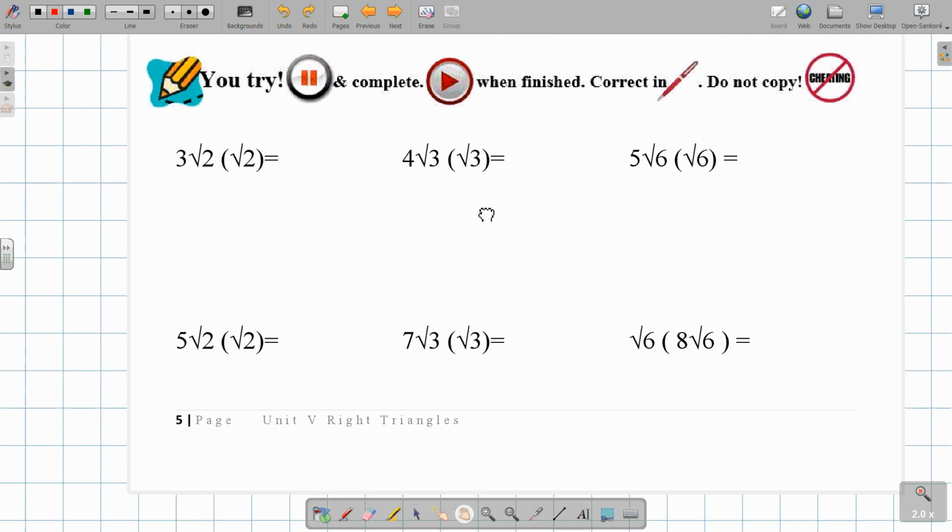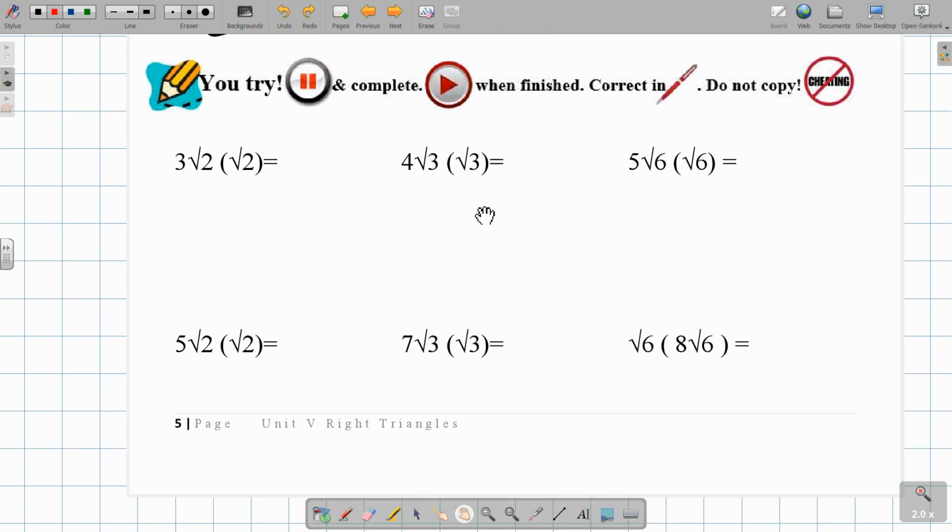Now, I'd like you to do these two rows completely on your own. Pause the video, do your own work, hit play when you're done, correct in red. Do not copy. Pause. Welcome back. You should have worked in pencil. Now get your red pen and let's correct it.